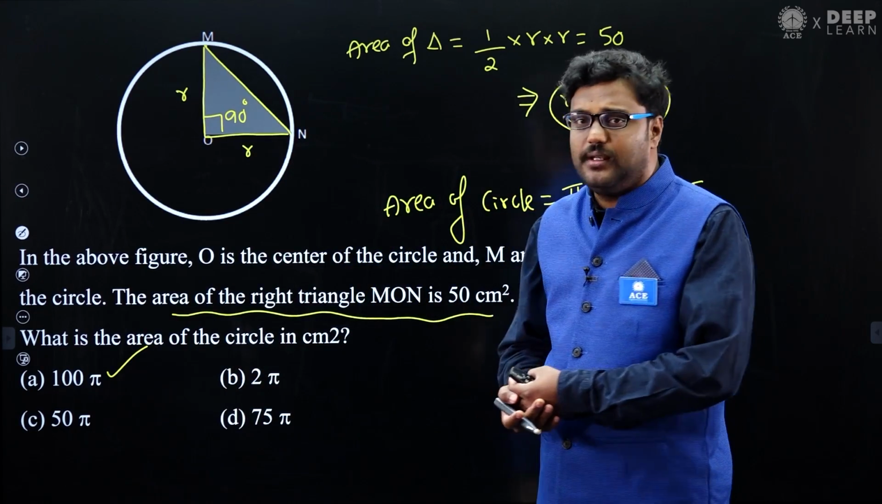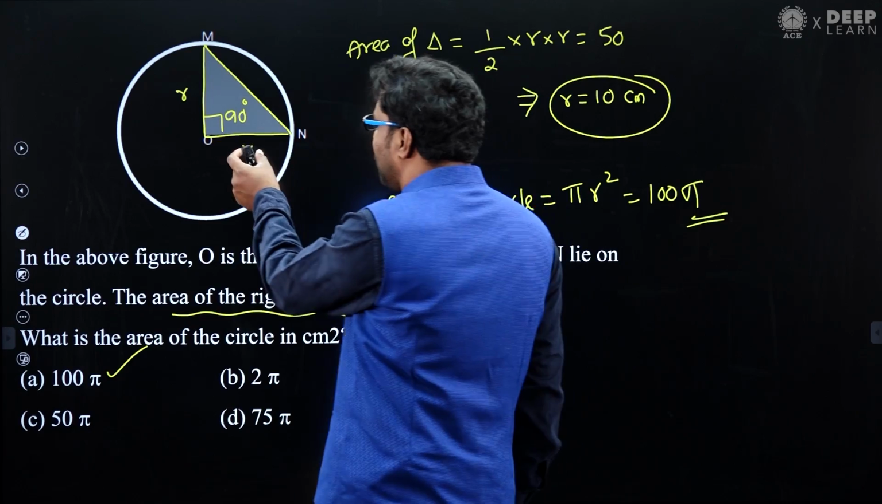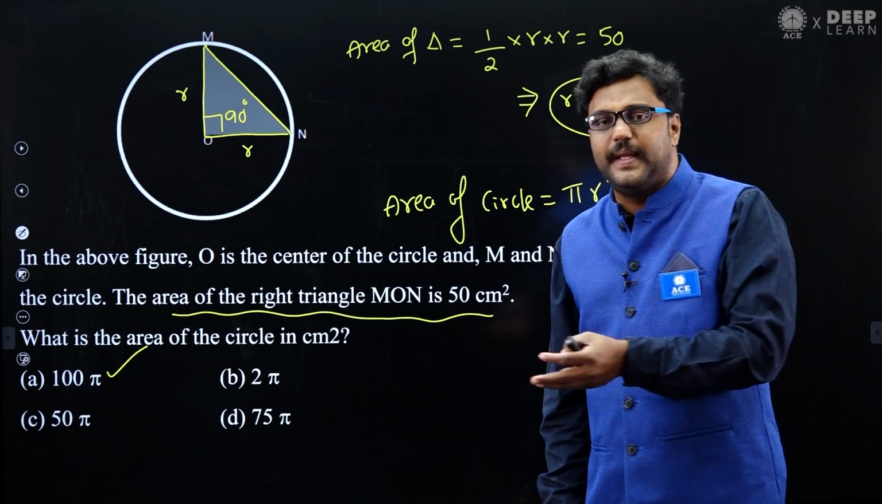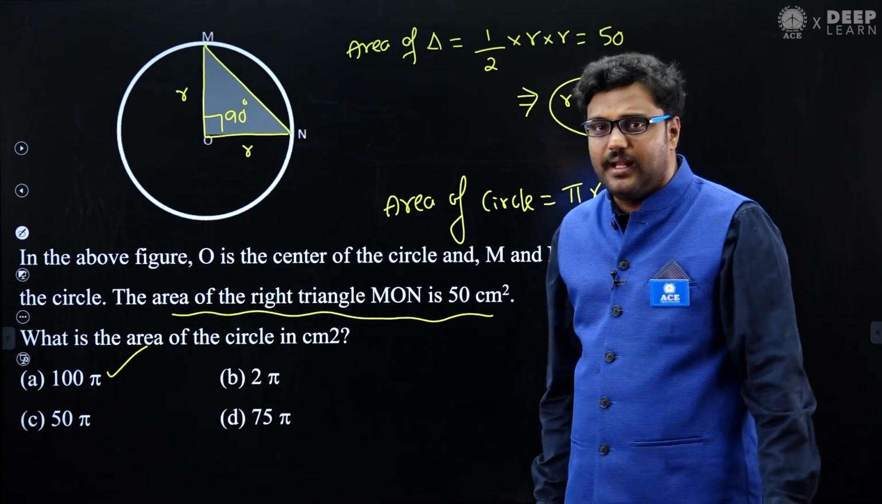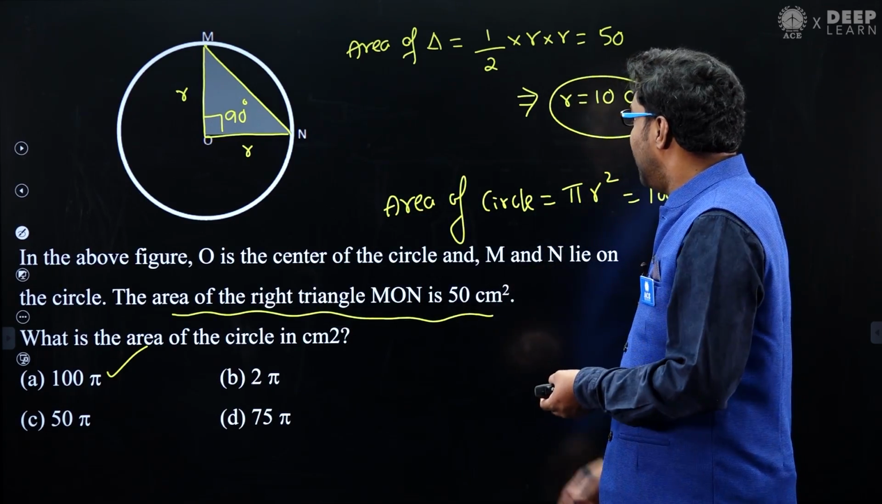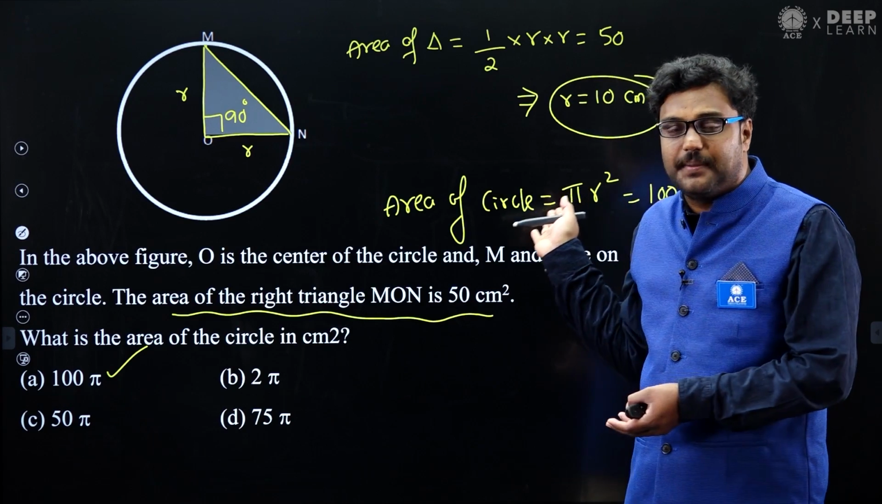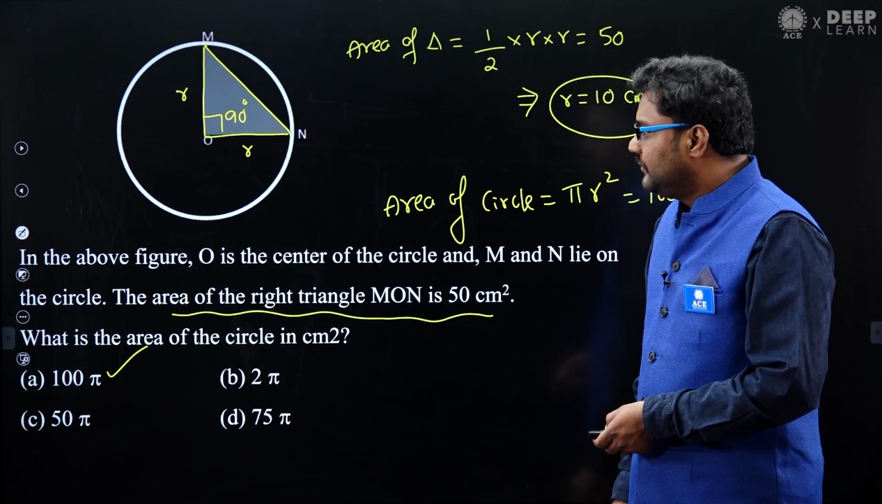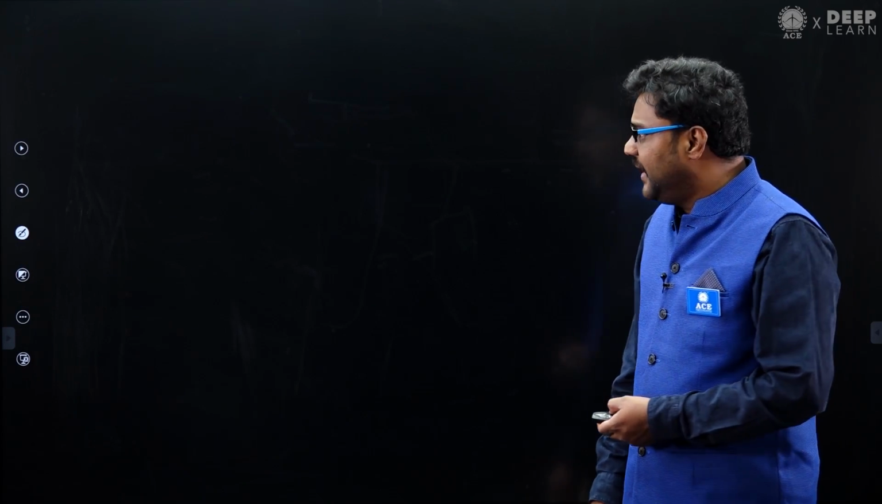So, very simple question. We have a circle, and the important thing is that height is radius, base is also radius. We know the area of a triangle is half into base into height. From that you can find the R square value, and you can directly substitute R square. No need to find the R value also, is it? See the next question, my dear friends.